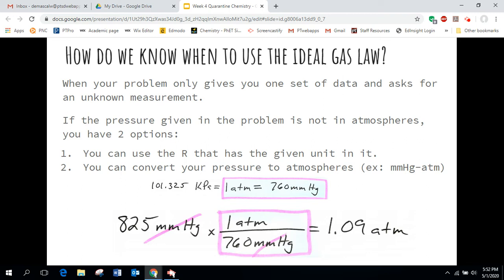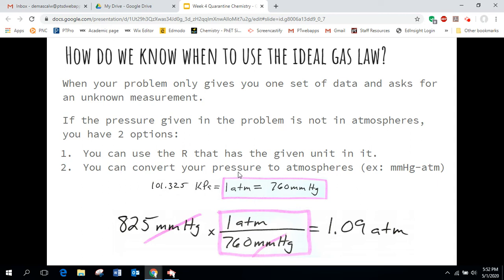If the pressure in the problem is not given to you in atmospheres, you have 2 options. We talked about one already. Pick a different R value. If it's given to you in kPa, then use the 8.314 kPa liters over mole K as your R value. If it's given to you in millimeters of mercury, then use the 62.36 millimeters of mercury liters over mole K. Or you can just do a simple, quick conversion, realizing that we know these 3 pressures are all the same.